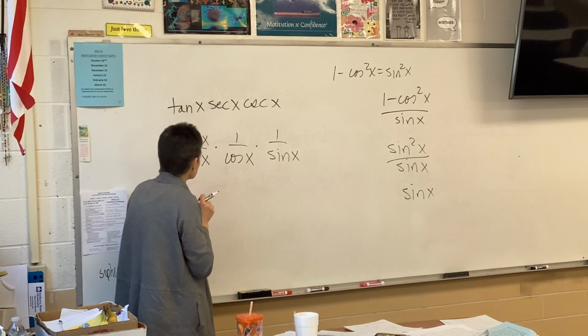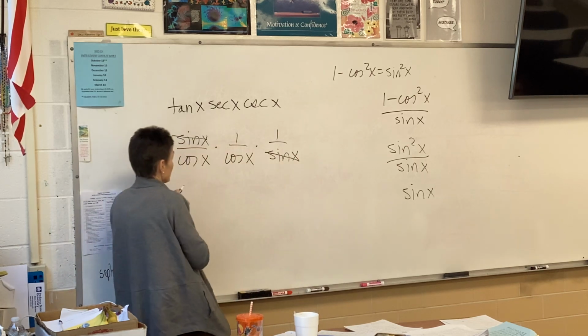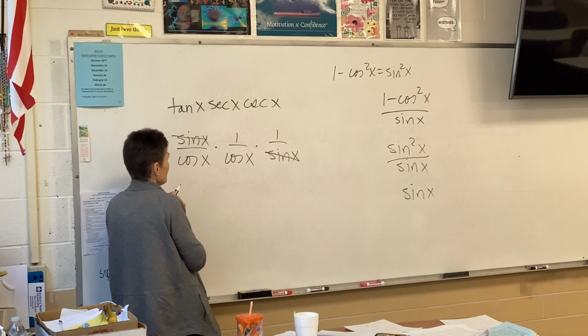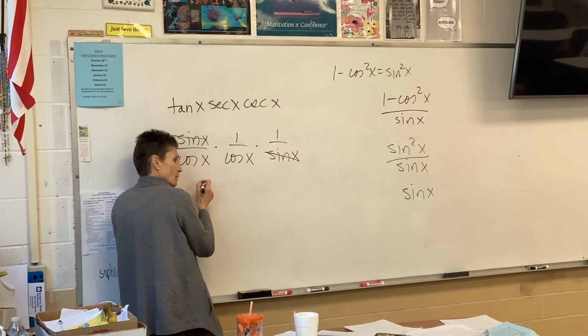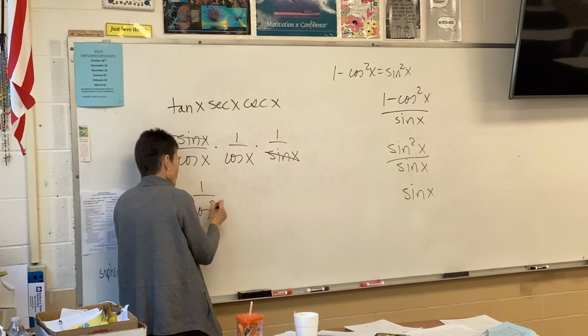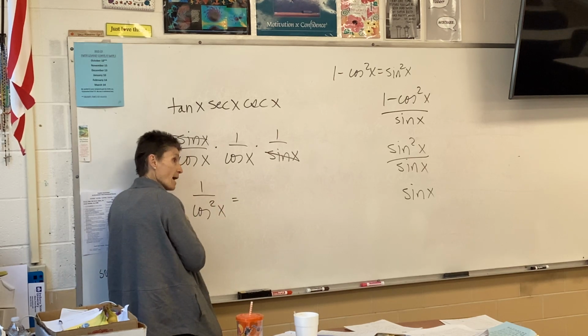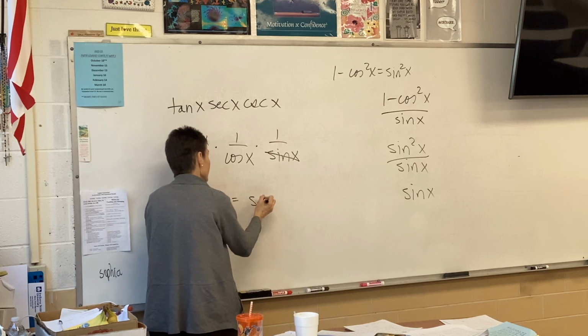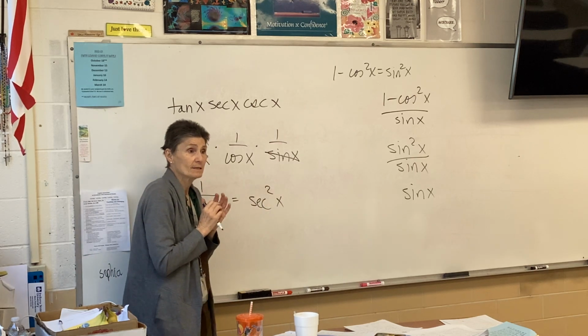So what happens? A sine cancels. I think that's it, isn't it? So what are we left with? 1 over cosine squared, which is fine, or we could write that as secant squared, because 1 over cosine is secant.